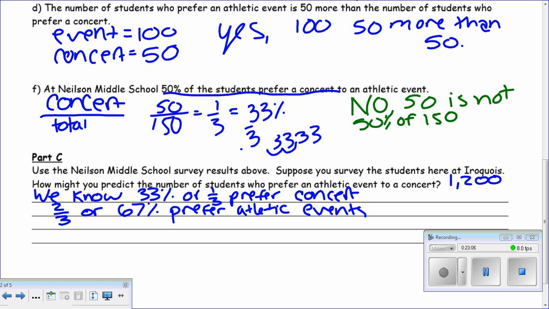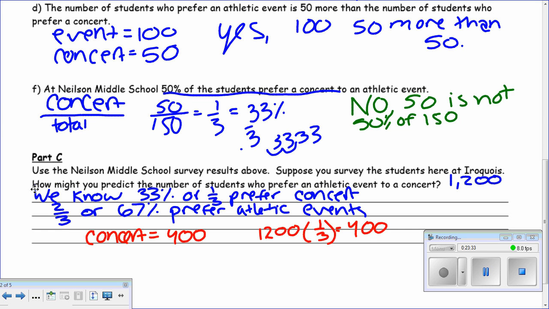Anthony? 400 students. Concert here at Iroquois, you said 400. How did you find that? I multiplied the 1,200 students by 1/3. Okay, so 1,200 students total, and you knew that 1/3 of them preferred the concert, so you multiplied, and that gave you 400.